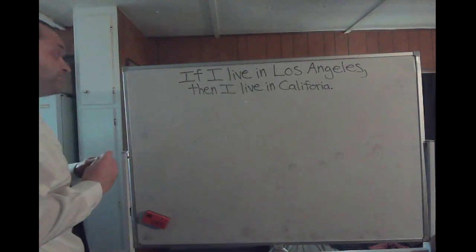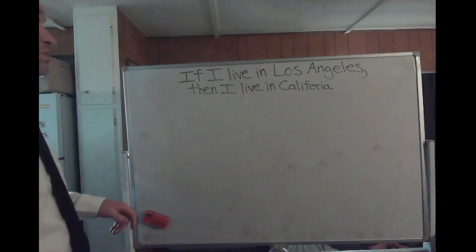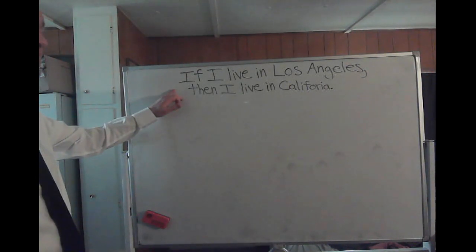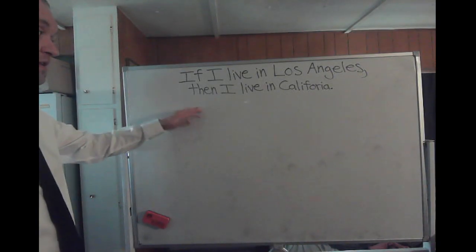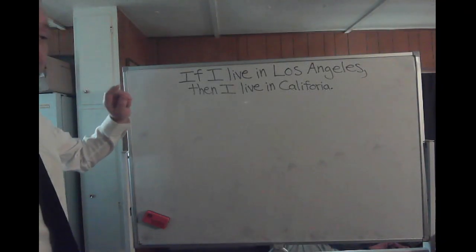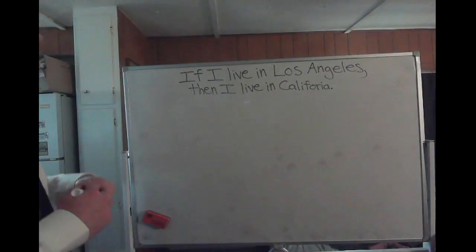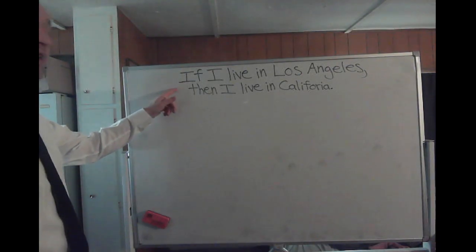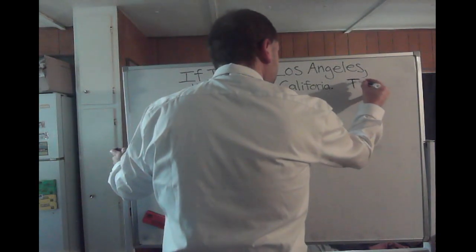Alright, so what we've got to do with the next few exercises, we're going to have the original statement. We're also going to write the converse of the statement, the inverse of the statement, and the contrapositive of the statement. So let's start with the original statement. If I live in Los Angeles, then I live in California. That's definitely true. Los Angeles is in California. That would absolutely be a true statement.